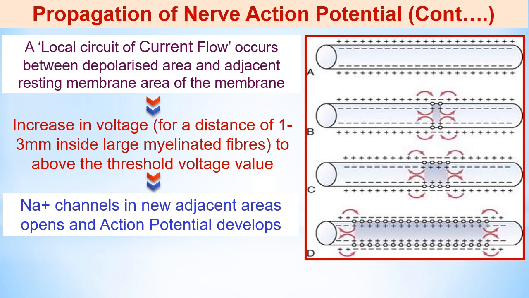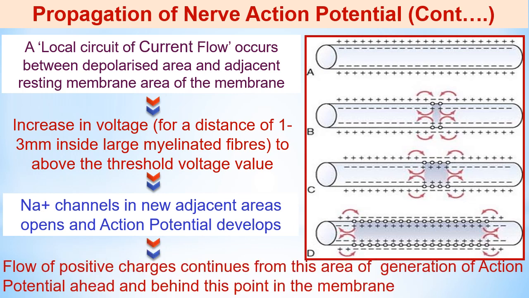occurs in both directions. So the sodium channels in new adjacent areas open and an action potential develops in those new areas. And in figure D, it is shown that the spreading increases further along the axon in both directions. The flow of positive charges continues from this area of generation of the action potential, ahead and behind this point in the membrane.